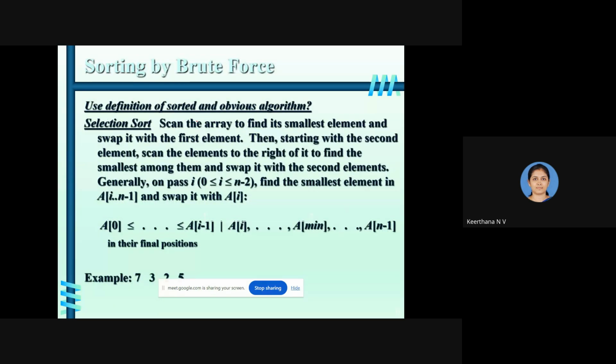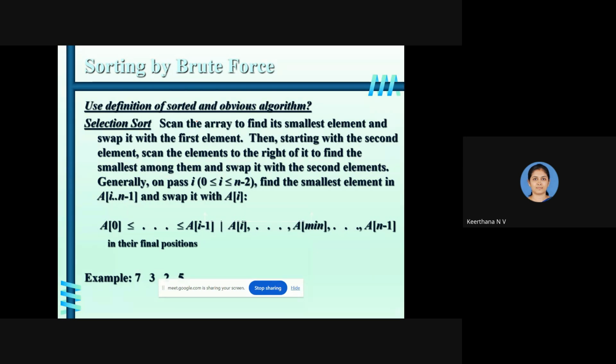So the next thing is sorting: selection sort by the brute force. I hope you are all aware of what a sorting algorithm is. It means that if you have a set of 10 integers in a mixed combination, you have to sort those numbers. So that is sorting.